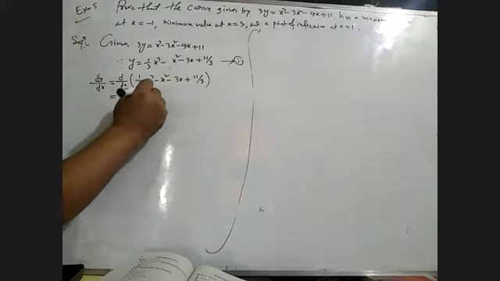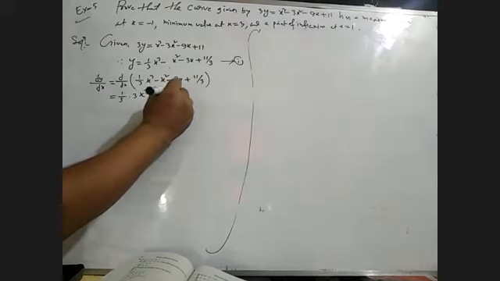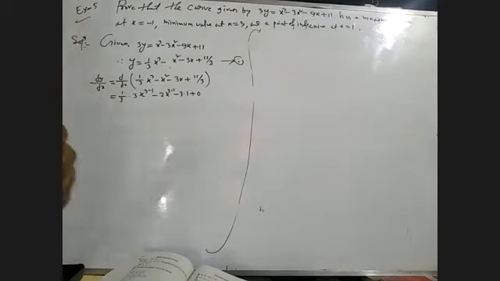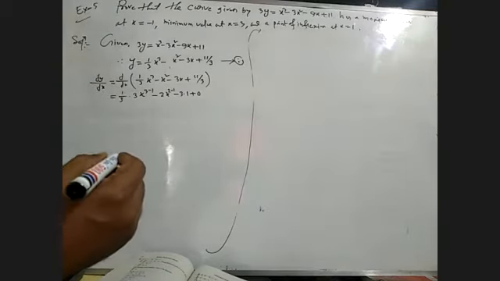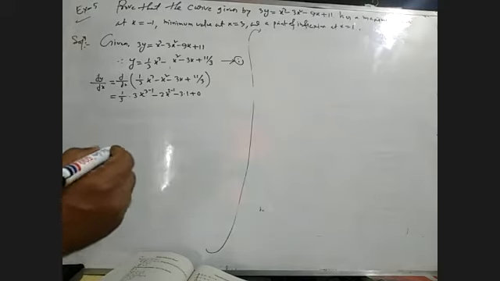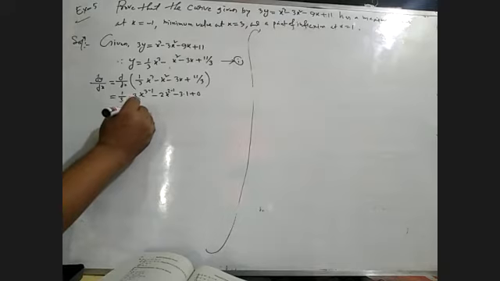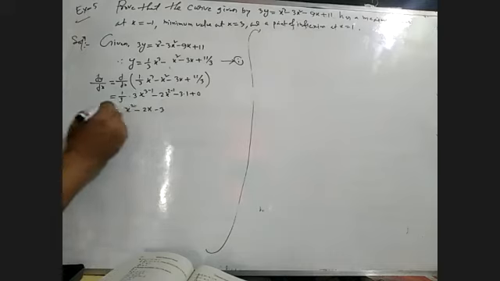3 into x to the power 3 minus 1 using the power rule, and 2 into x to the power 2 minus 1, minus 3 into 1, plus 0. The differentiation of a constant is 0. So dy/dx equals x squared minus 2x minus 3. This is equation number 2.